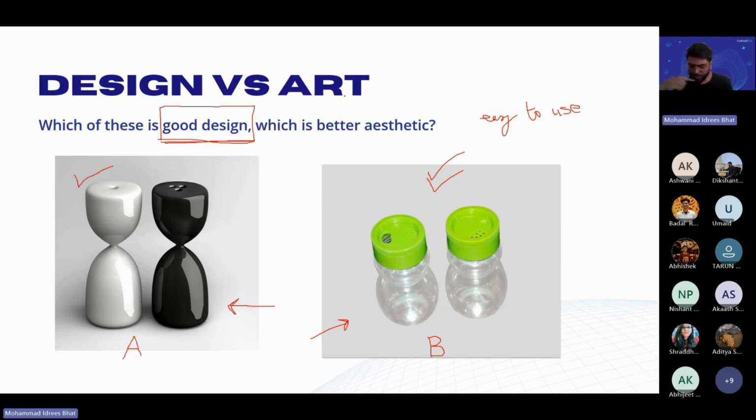B for functionality, as clear purpose, big holes for larger spices, small holes for powders. Good. बहुत अच्छे आदित्य. Abhishek, it depends according to the situation. A is art, B is good design, according to me. ठीक है. Most of the answers are on point.